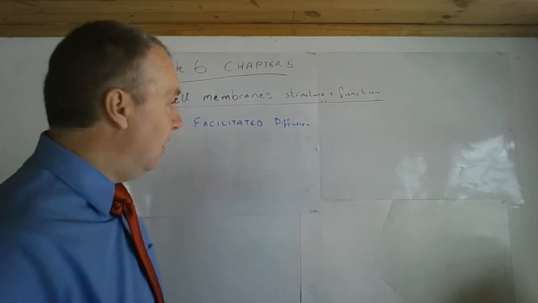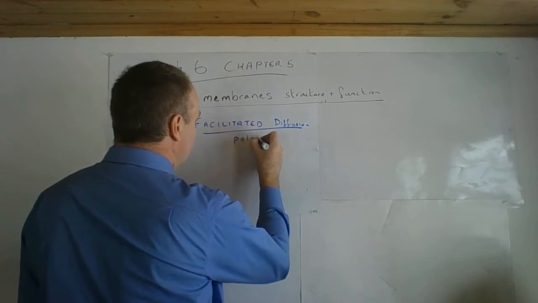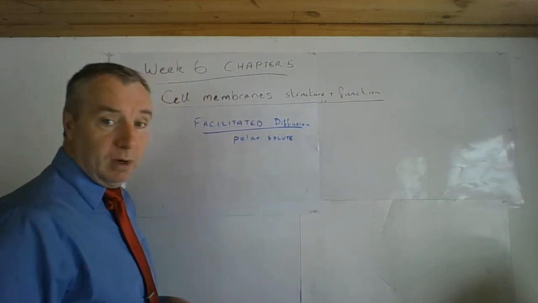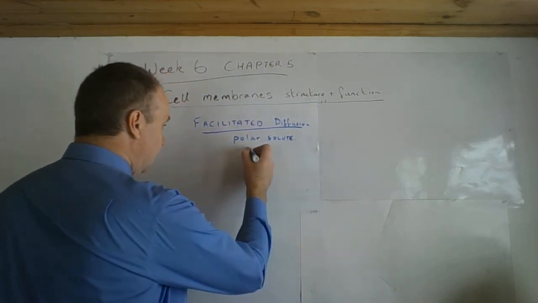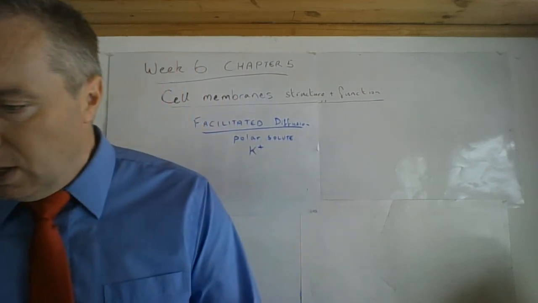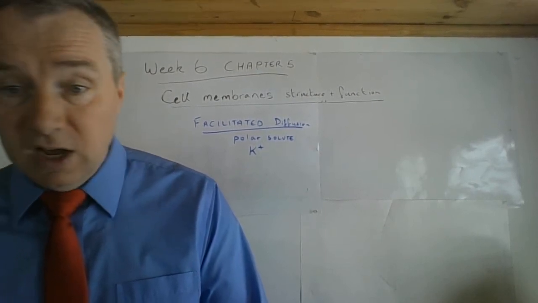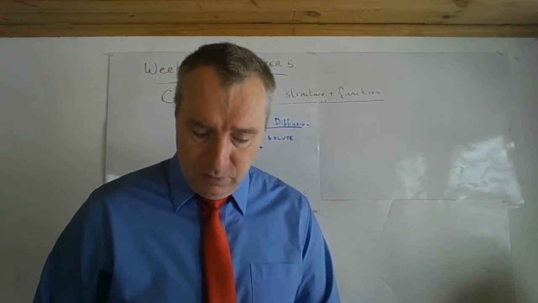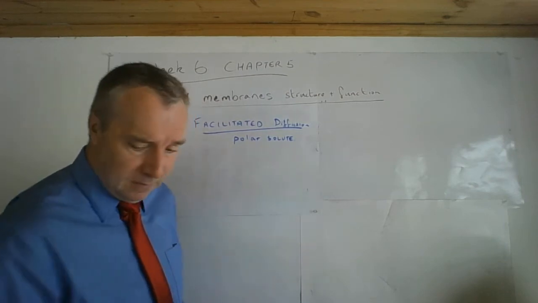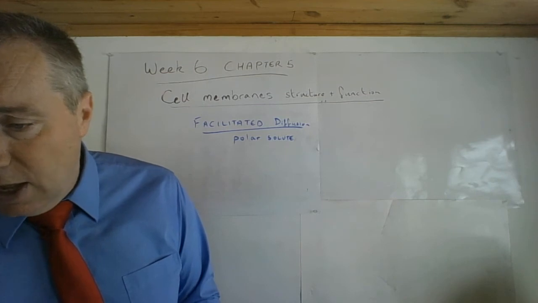And this often happens with polar solutes. And we were talking about one of those earlier, K+. Potassium is one of those polar solutes. Actually K+ is not, I'm sorry to say. So it's just any polar molecule, any polar solute, needs some facilitated diffusion to get into the cell.